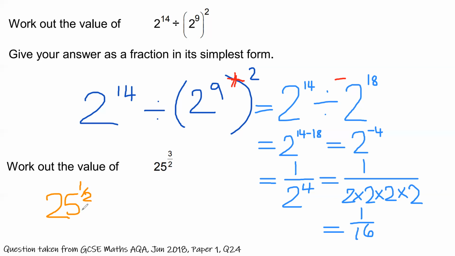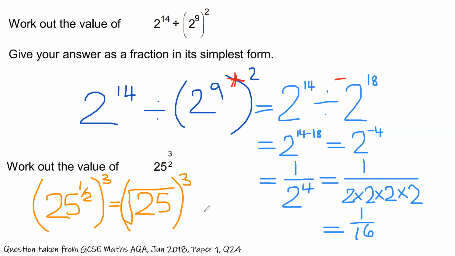So what we can say is this is the same as 25 to the power of a half all to the power of 3, because remember, if we multiply these two powers together, we still end up with a power of 3 over 2, but we've just separated it out to make it a little bit easier to deal with. So we've now got 25 to the power of a half. One of the rules of indices is that a fractional power is the same as the roots. So here we would have the square root of 25, which is the same as the power of a half. And then we're going to do all of that to the power of 3.